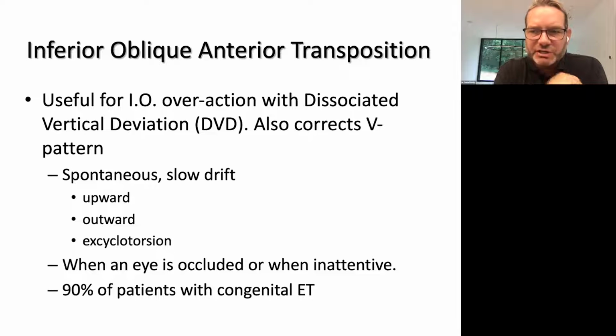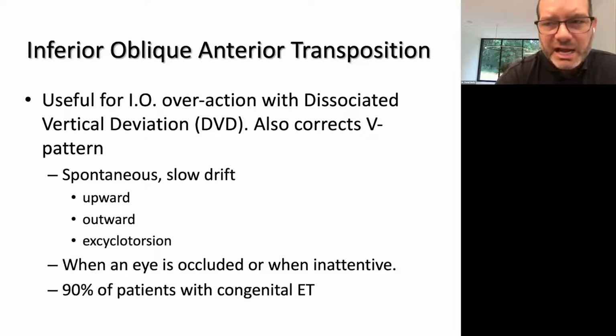So anterior transposition, I mentioned that this will weaken the inferior oblique, and it will also collapse a V pattern, but it can have some negatives. You can create some restriction or some anti-elevation syndrome. So I will typically only do an anterior transposition if I have a patient who has DVD, dissociated vertical deviation, or I think that they're at significant risk for developing it as they get older.